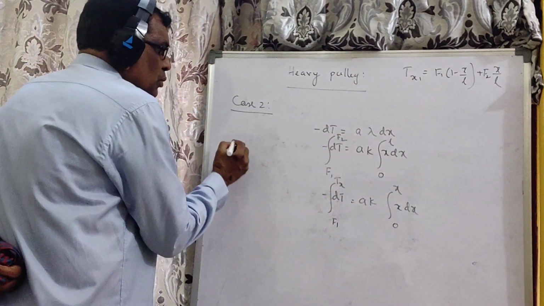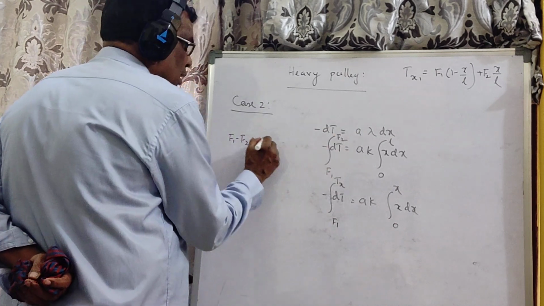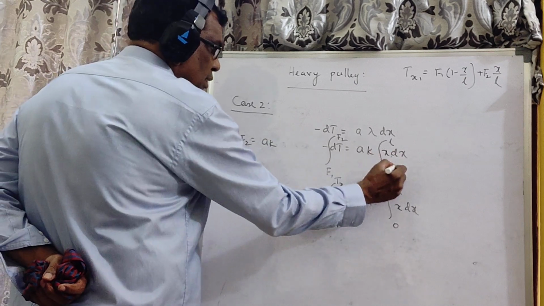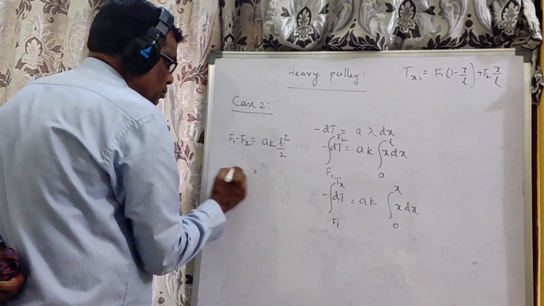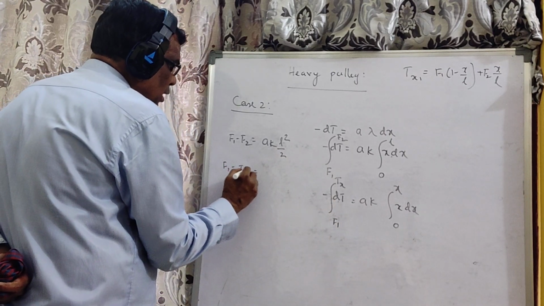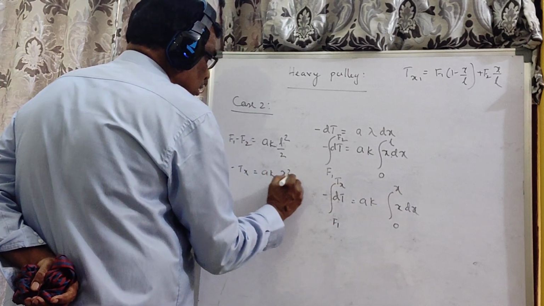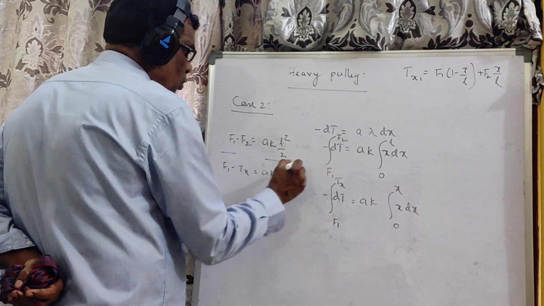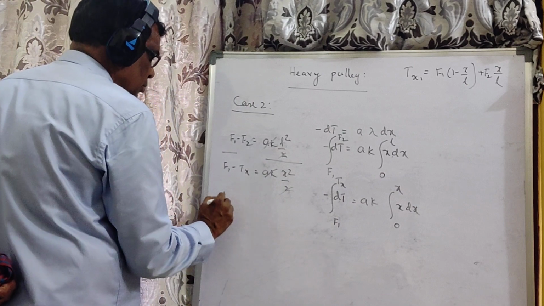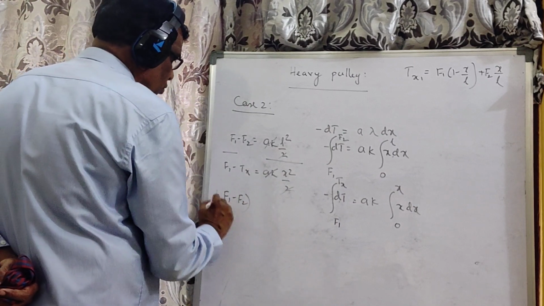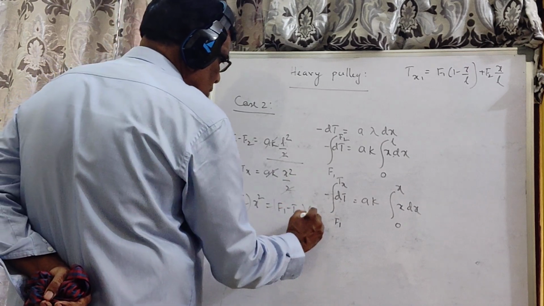How do I write that? You already did this before. With negative sign, I get like this. AK into x squared by 2, L squared by 2. What about this? F1 minus Tx, AK, this is x squared by 2. As before, if I divide these two, all these things get cancelled. F1 minus F2 into x square is F1 minus Tx into L square.